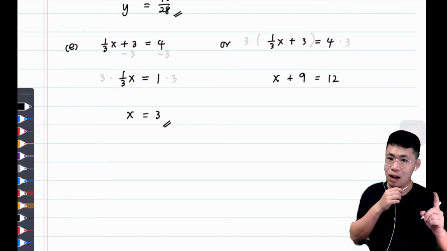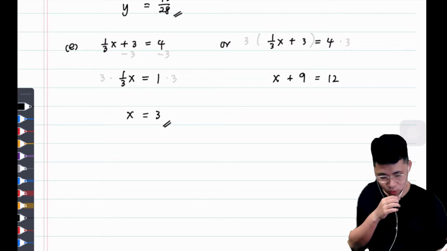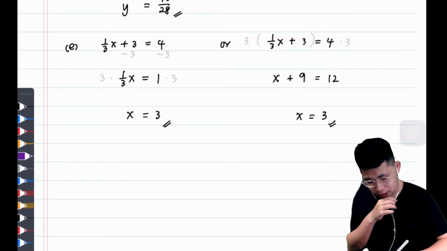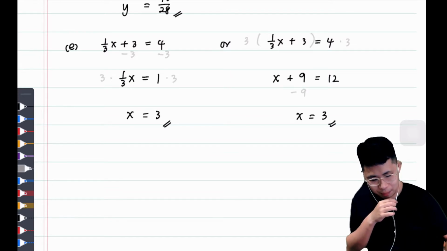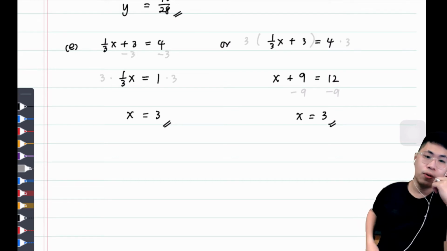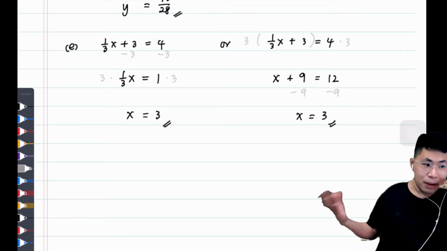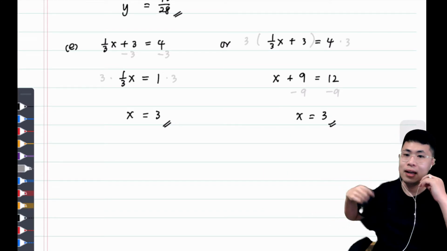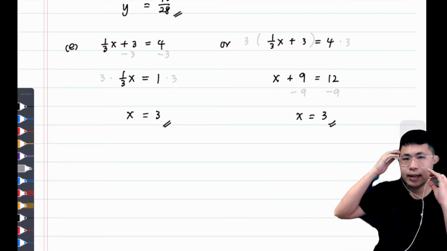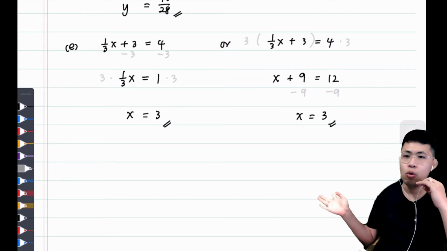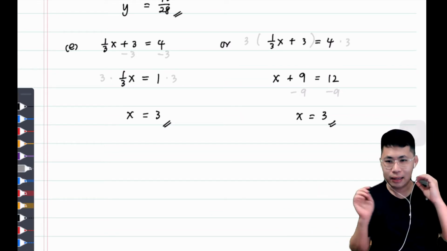Right? So now, what plus 9 equals 12? So x is equal to 3. Or you can do the reverse where you can minus 9 on both sides, and it will still give you x equals 3. Right, so two methods to do. The first one is to move one by one. The second one is the thinking that I want to remove all my fractions, so I multiply the whole thing by a number.